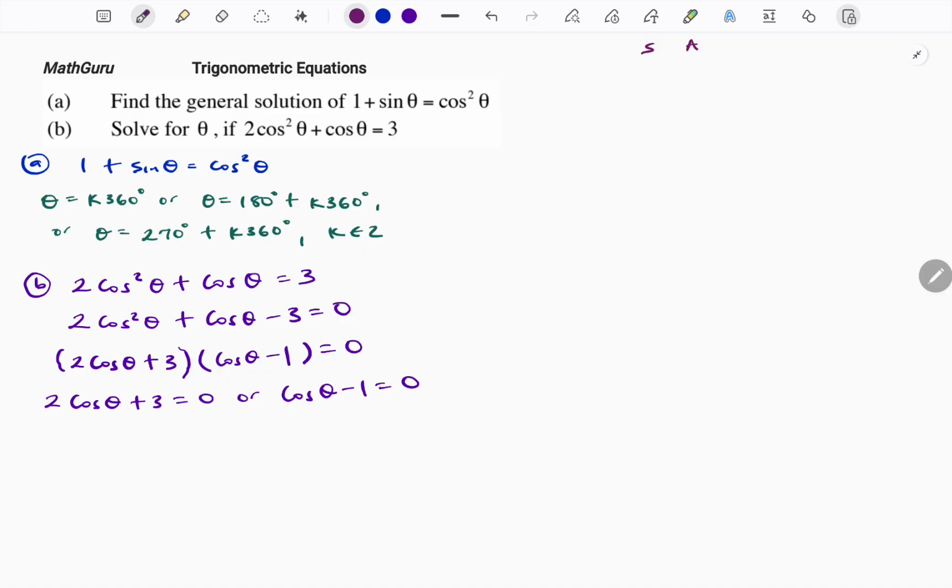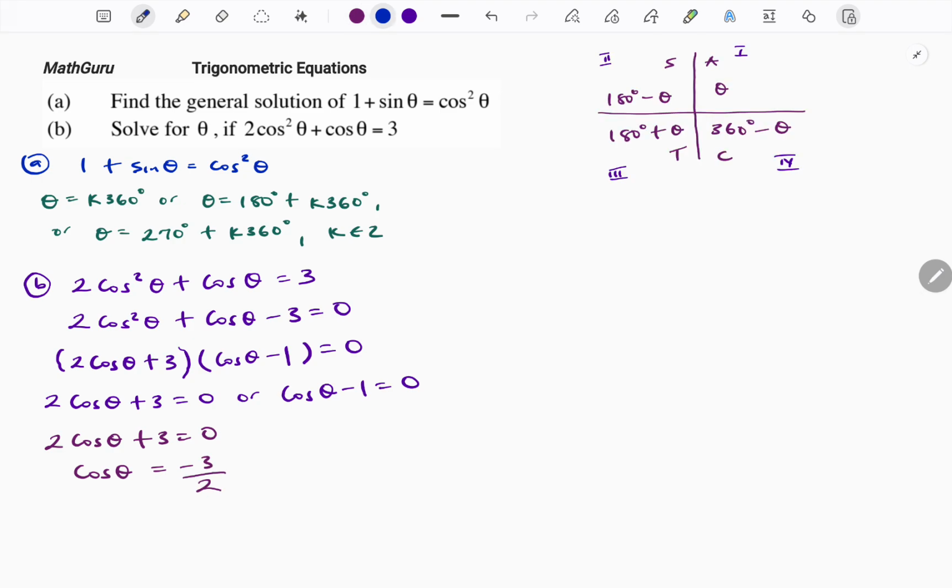So starting with the first one, I have 2 cos theta plus 3 equals 0. Therefore, in this case, my cos theta will be equal to negative 3 over 2. Going back to my CAST diagram, we can see that cos theta is negative in the second quadrant and in the third quadrant. So therefore, the first step is to find my reference angle.